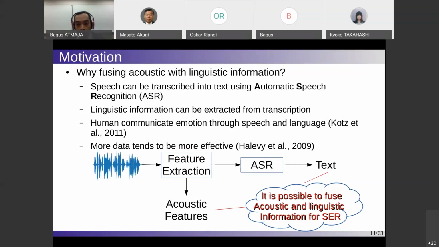For example, if someone is angry, they tend to use certain words rather than other words. Because there is a correlation between speech emotion and language, I propose to fuse acoustic with linguistic. And the last reason for this motivation of using acoustic and linguistic is that if we use linguistic, we have the data doubled. Based on previous research, more data tends to be more effective. So that's the reason why I've used acoustic with linguistic.